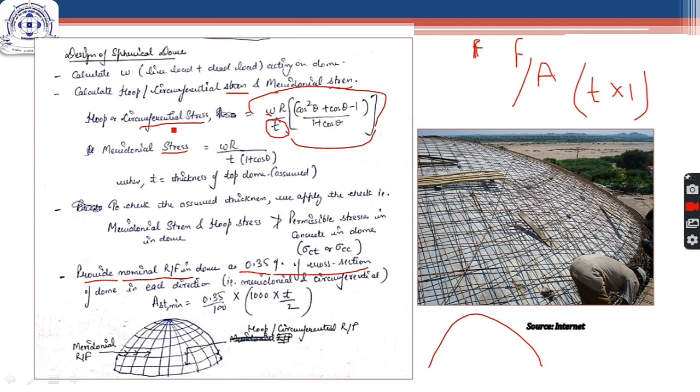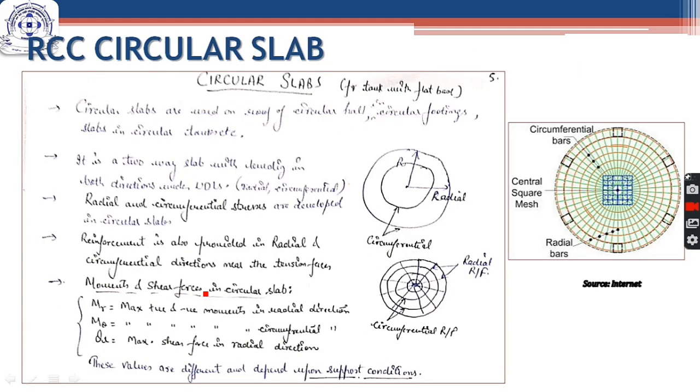You just need to calculate the meridional and circumferential stresses, and for that you need to calculate R and theta, and then we compare it with the permissible stresses, and if these stresses are within the permissible limit, then we just provide the nominal reinforcement as 0.35%. Okay, now next important RCC element which can be used in overhead tank is the circular slab.